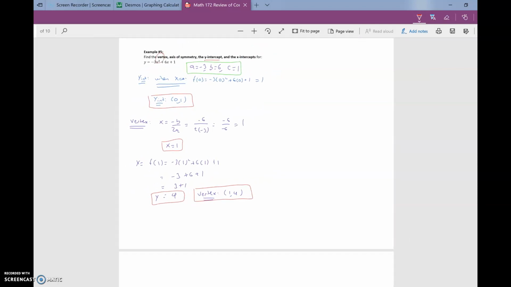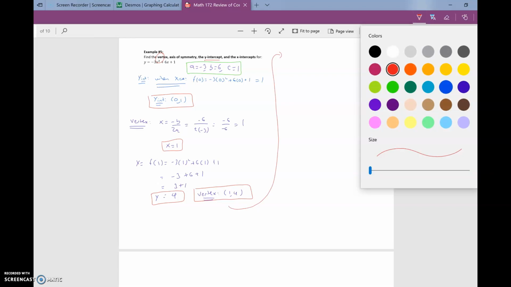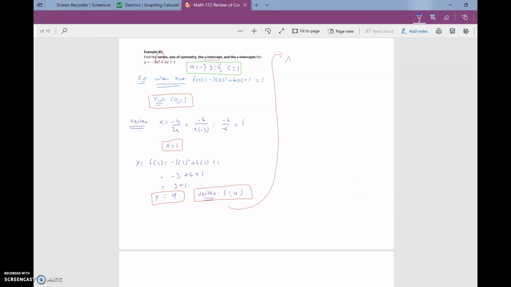Axis of symmetry, it's actually followed by the vertex. So it's your x coordinate of the vertex. So in this case, your axis of symmetry is just going to be the line x is equal to 1.